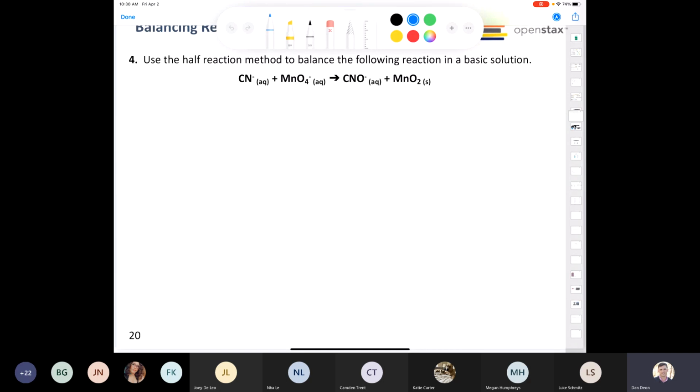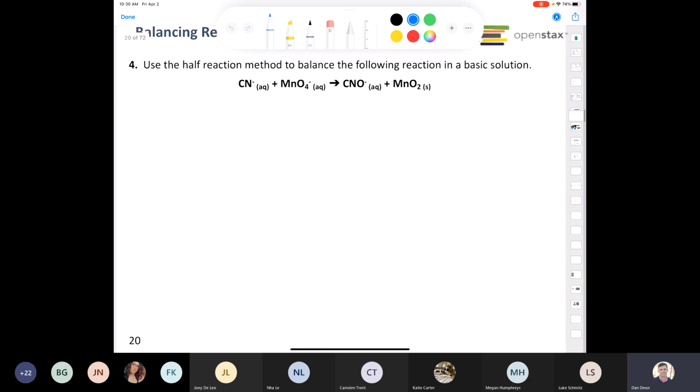Okay, so there we go. Use the half reaction method to balance the following reaction in basic solution. Okay, so we're going to use the same method that we used the last time, and we're going to give it the old college try.